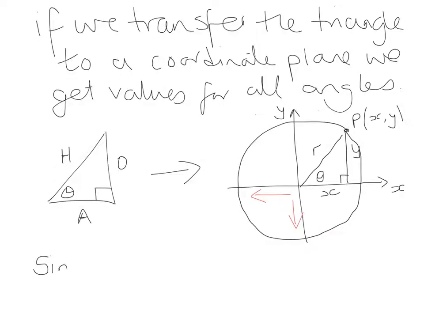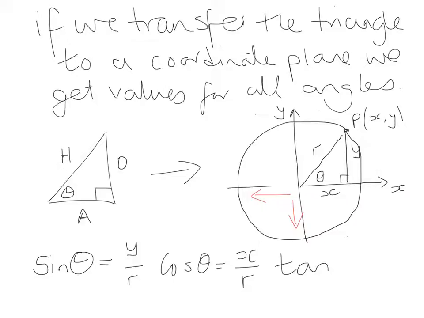So we have sine theta. That's the opposite over the hypotenuse, so in this case it is y over r. For cos, we've got cos theta. That's the adjacent over the hypotenuse, so that's x over r. Finally, we have tan theta, and that is the opposite over the adjacent, so that is y over x.